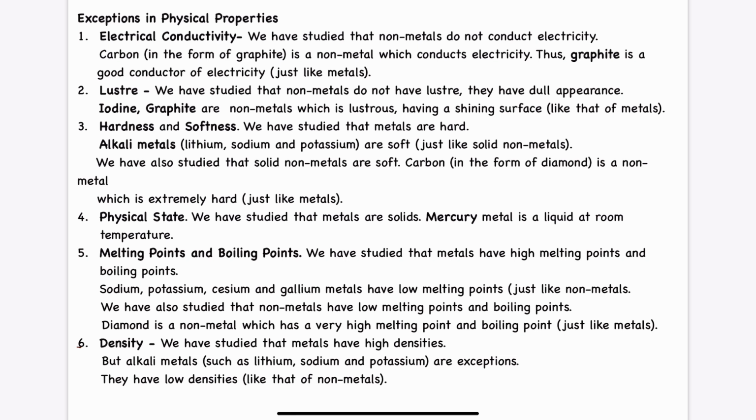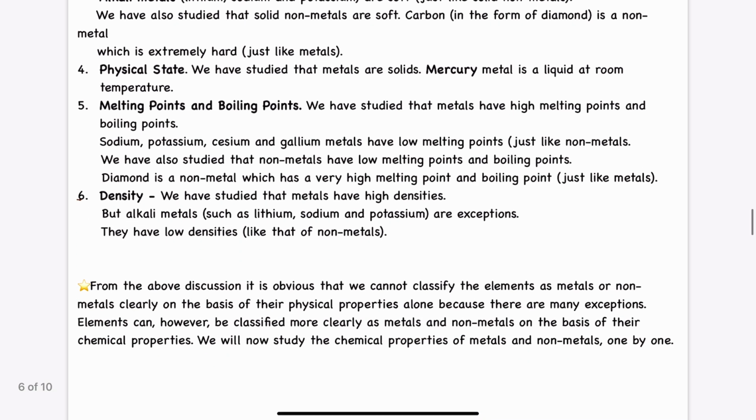Coming to the third point, that is hardness and softness. We have studied that metals are hard in nature, but we have discussed alkali metals like lithium, sodium and potassium, which are soft and can be easily cut by a knife. We have studied that solid non-metals as compared to metals are on the softer side, but carbon in the form of diamond is very hard, right? It is a non-metal which is extremely hard.